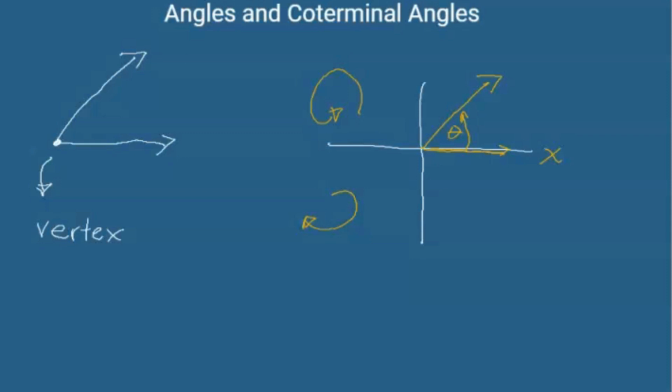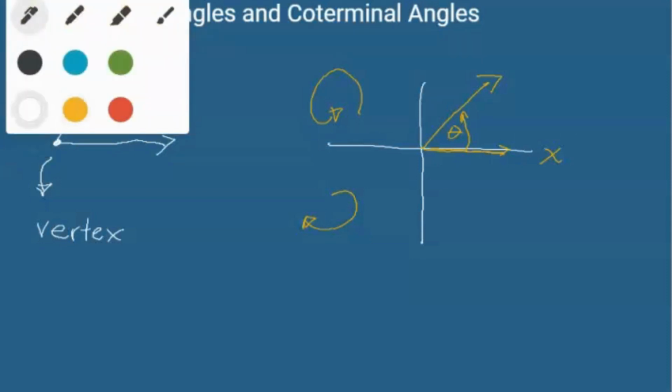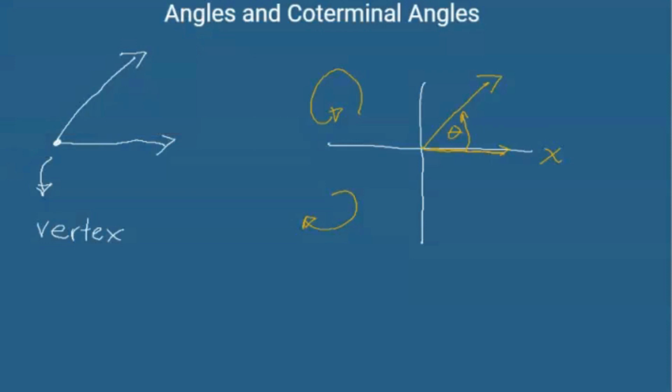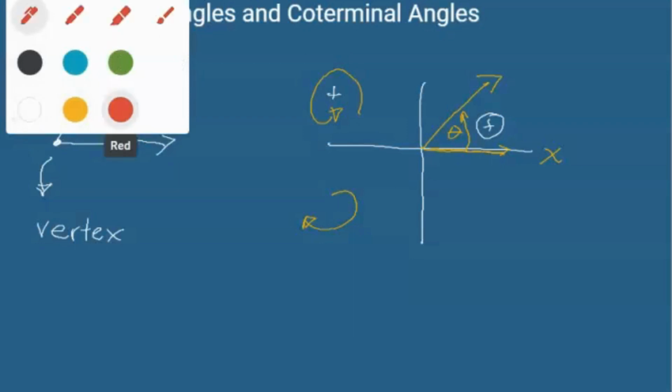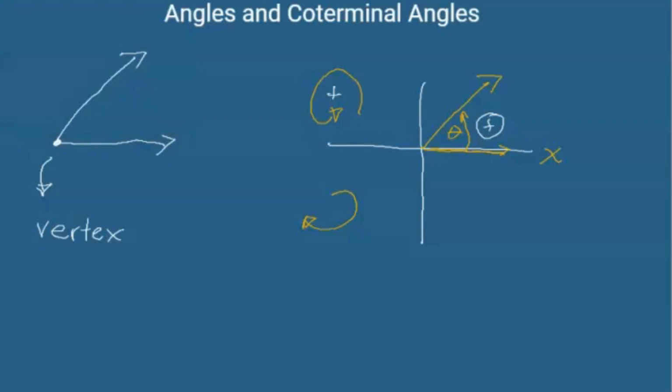And we also need to point out that if the angle is rotated counterclockwise, the angle is positive. But if the angle is rotated clockwise direction, see this one, so the initial side is still on the positive x-axis, so this measurement is a negative angle.